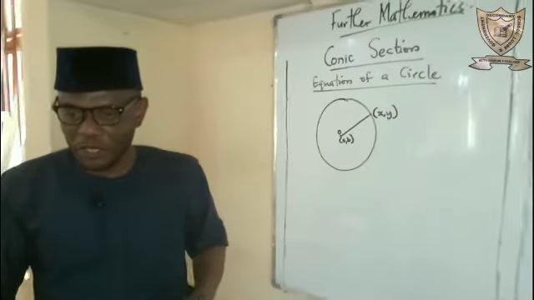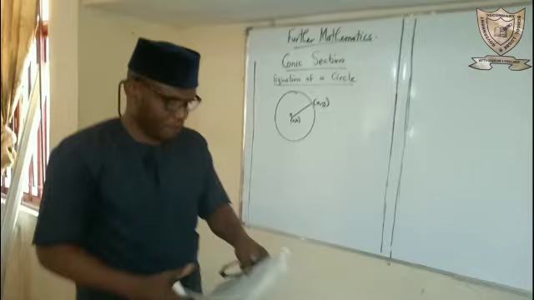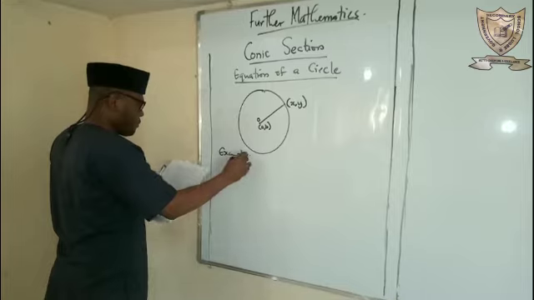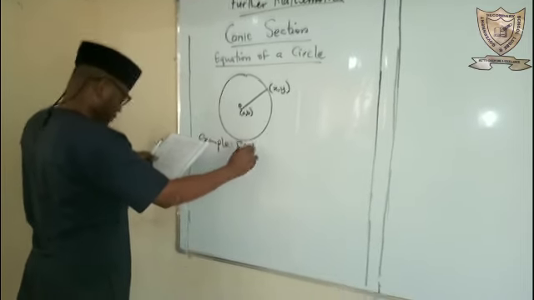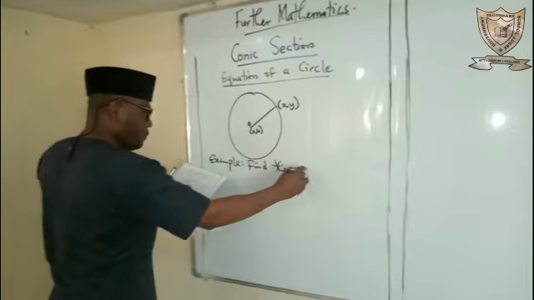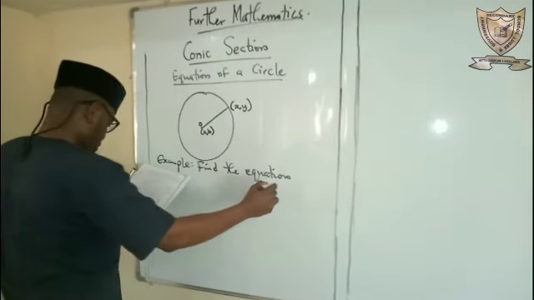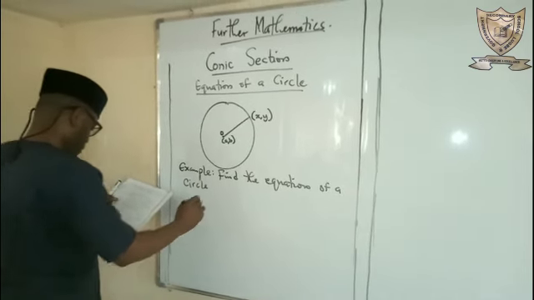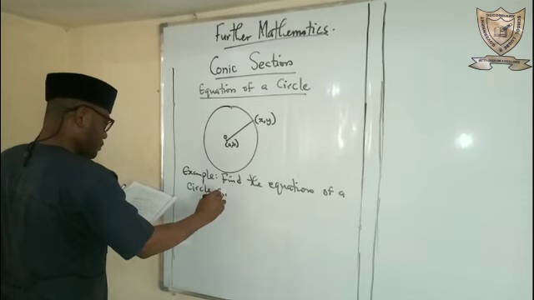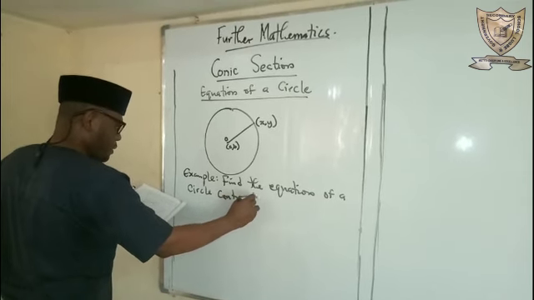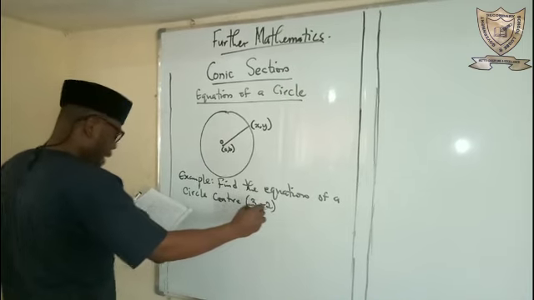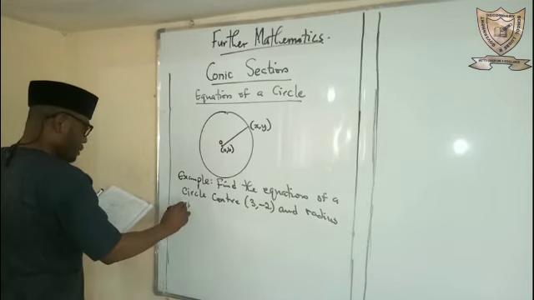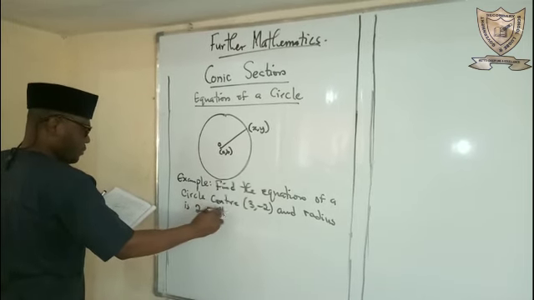I'm going to give you a question, and I'm going to solve it. Example: find the equation of a circle, center 3, minus 2, and radius is 2 units.